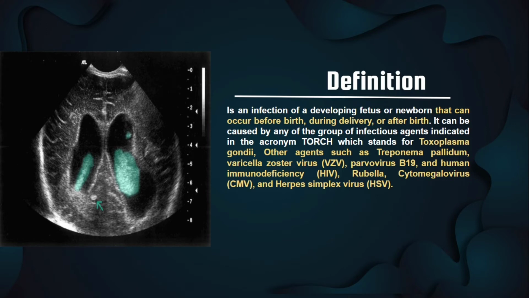But before anything else, what is the definition of TORCH? It is an infection of a developing fetus or newborn that can occur before birth, during delivery, or after birth. It can be caused by any of the group of infectious agents indicated in the acronym TORCH, which stands for T for Toxoplasma gondii, O for other agents such as Treponema pallidum, varicella zoster virus or VZV, parvovirus B19, and human immunodeficiency virus or HIV. R stands for rubella, C stands for cytomegalovirus or CMV, and H stands for herpes simplex virus or HSV.